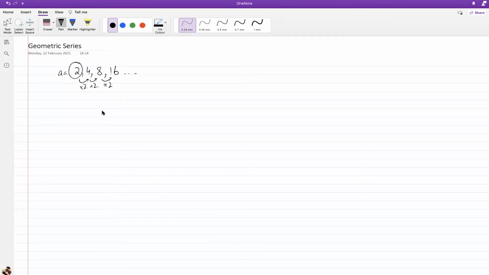Okay. In other words, if I take the ratio of 16 by 8, or the ratio of 8 by 4, or the ratio of 4 by 2, they all are going to be just 2, which is basically the number that is multiplying. So this we call a fixed ratio. Okay, so that's R. When you multiply by the fixed ratio, you get the next number.